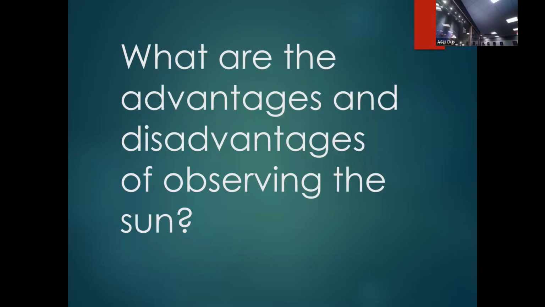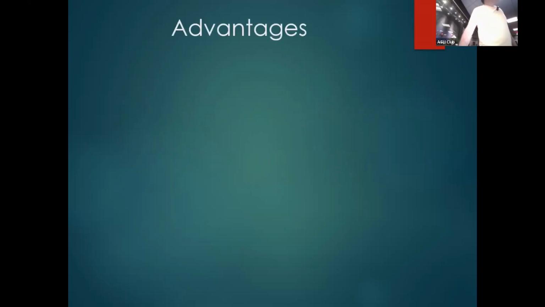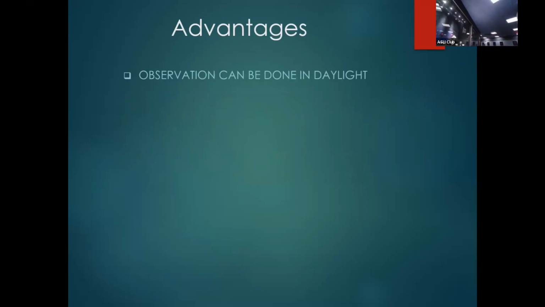What are the advantages and disadvantages of observing the sun? Well, we can break that down. Let's list the advantages first. Observation can be done in daylight. We all know that we can see the sun during the day. You don't lose any sleep. Especially, it's good for the elderly. You need a lot of sleep and can't afford to stay up late at night, so it's very convenient for them to observe the sun during the day.